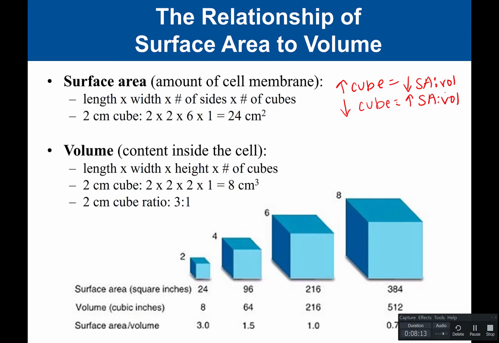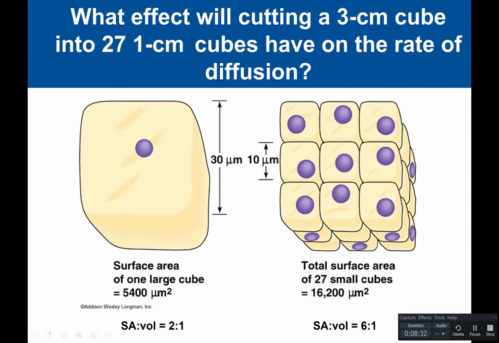So on page 40, it has some calculations for you to do to compare one 3x3 cube versus 27 1x1 cubes. And so let's take a look. So we're looking at what effect will cutting a 3 centimeter cube into 27 1 centimeter cubes have on the rate of diffusion.